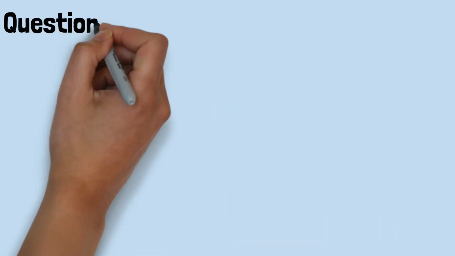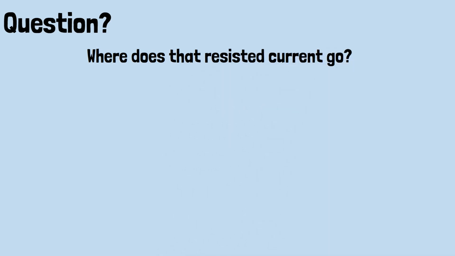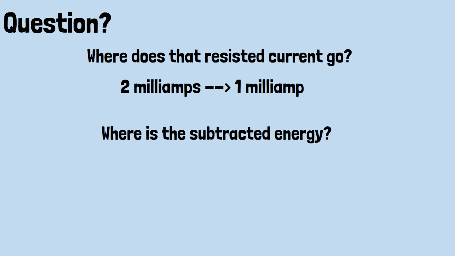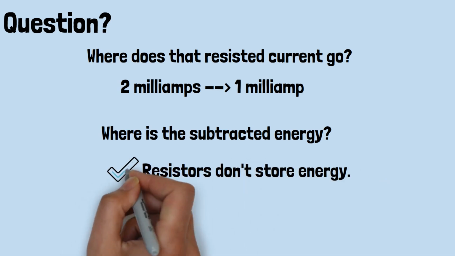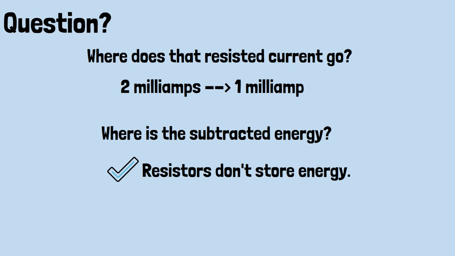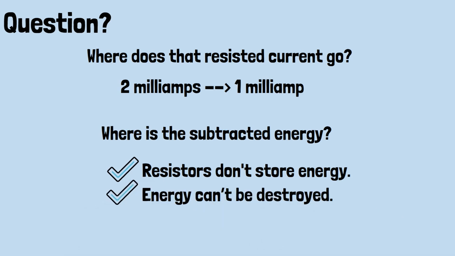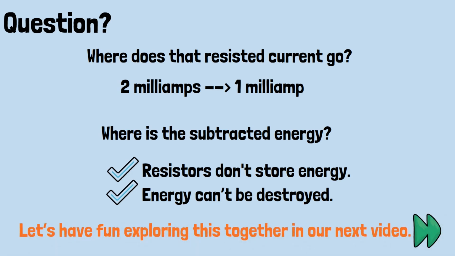One question that you might be thinking is, where does that resisted current go? Even in the first example, we further reduced the current from 2 milliamps to 1 milliamp. So what is the resistor doing with all that subtracted energy? They aren't storage devices, and so we know that the energy isn't getting accumulated within. We also know that energy can't just disappear. The answer is familiar to us all, but let's have fun exploring it together in our next video.